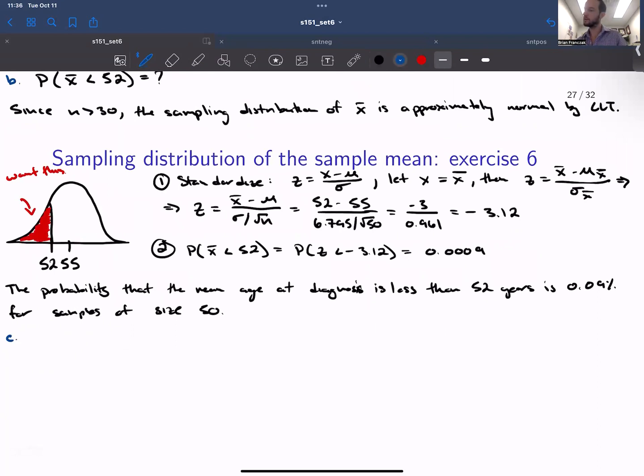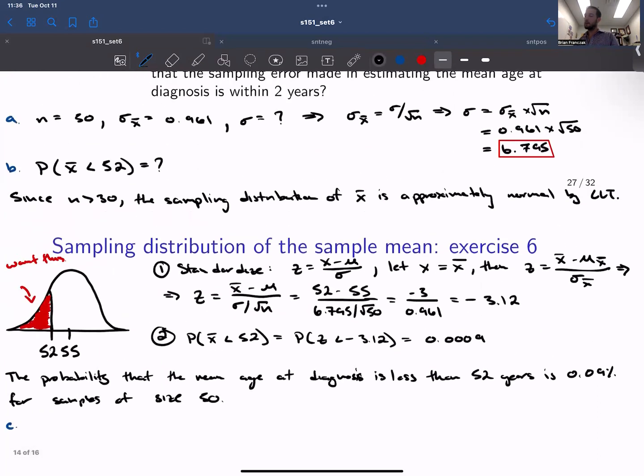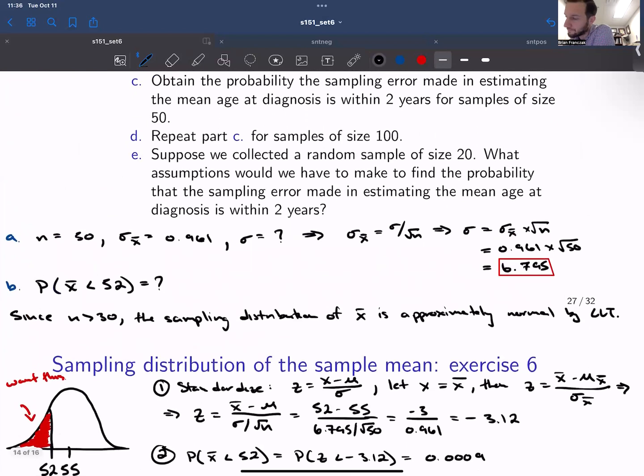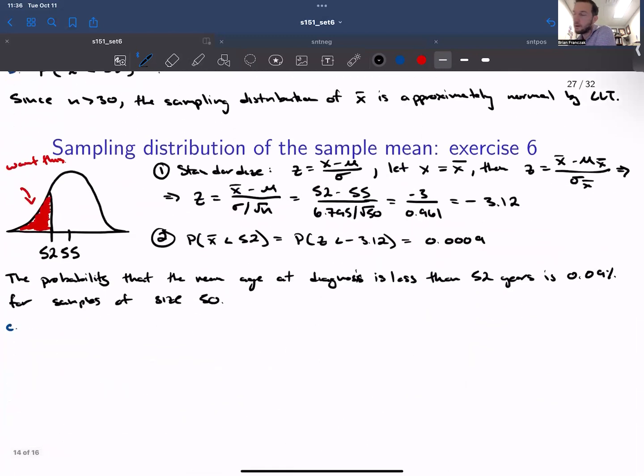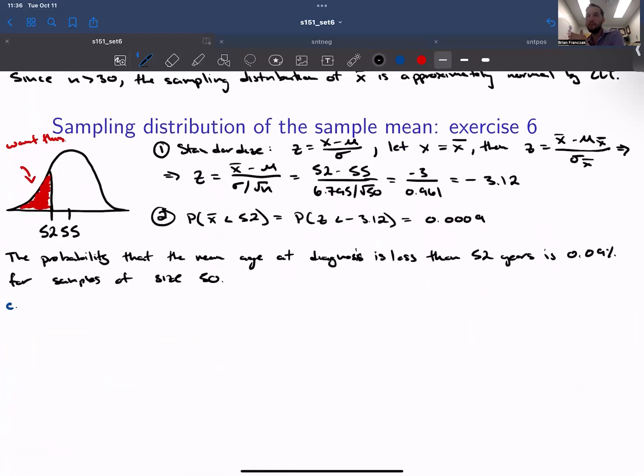Part C. In part C, obtain the probability the sampling error made in estimating the mean age at diagnosis is within 2 years for samples of size 50. Again, we're working with a sample of size 50, so we can assume that X bar is approximately normal. What are we trying to answer here?